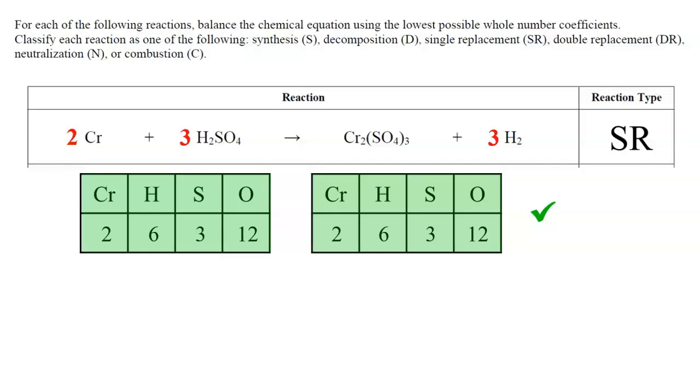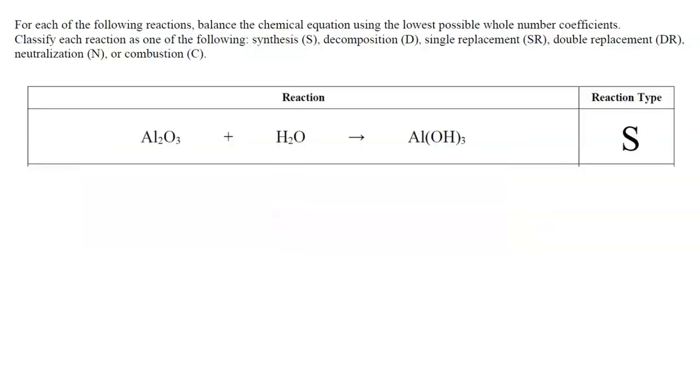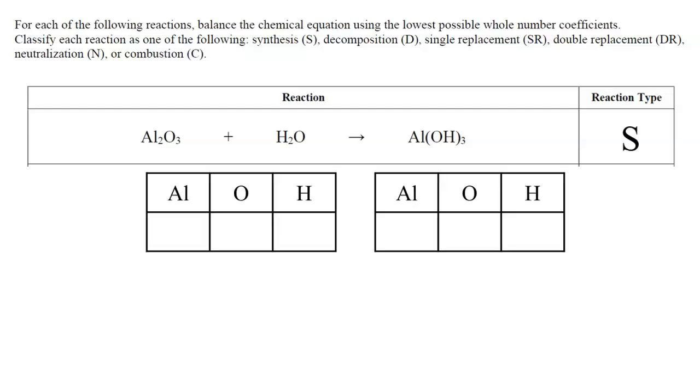Now let's take a look at our next chemical equation, and the elements involved in this chemical equation are aluminum, oxygen, and hydrogen.